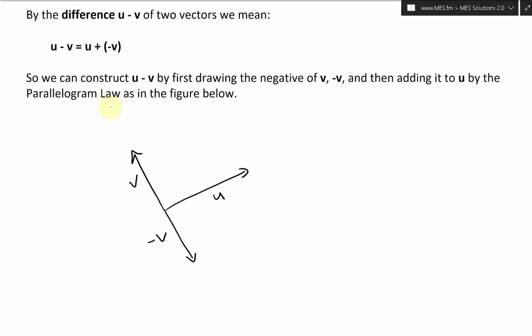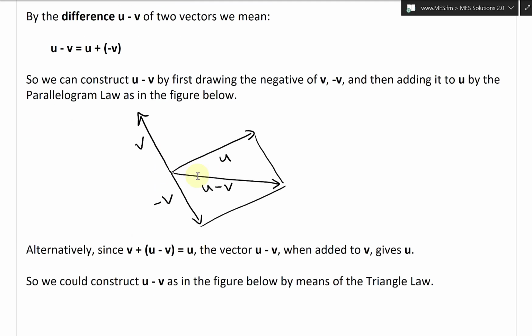And now we can construct it using the parallelogram law. That is basically just constructing a parallelogram. So we can construct like this, and like that, and then just combine this straight over there. So this is going to be our u minus v, like that. I just moved it up here and made it a bit neater.